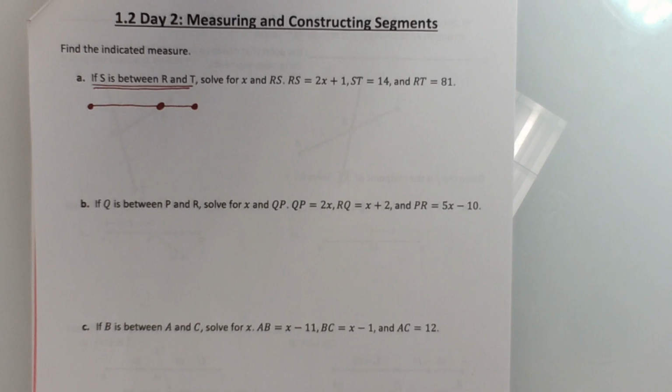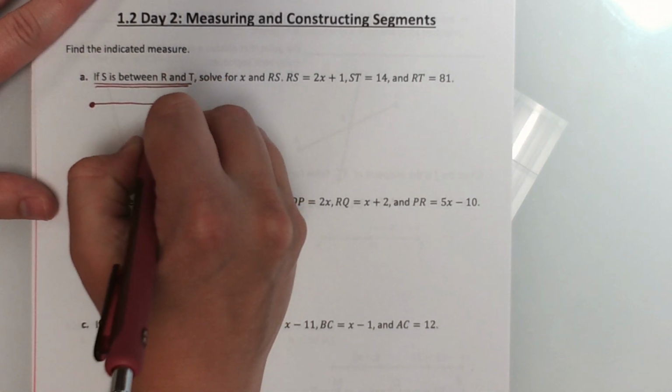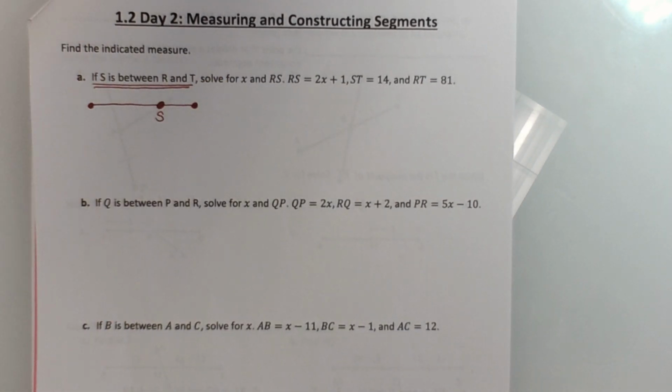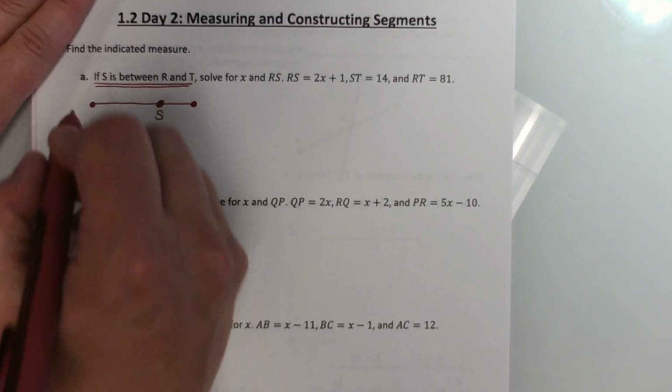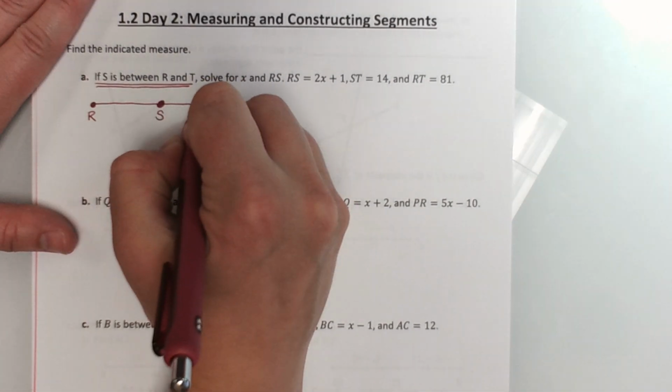And generally speaking, when I tell you it's between, most of the time we're actually going to be working with segments. So, I need a picture like that, and I need to label it appropriately. If S is between R and T, which of the three dots is S? The first, the second, or the third? Second. Now, as for R and T, it does not specify which one's on the left and which one's on the right. Just pick a place.